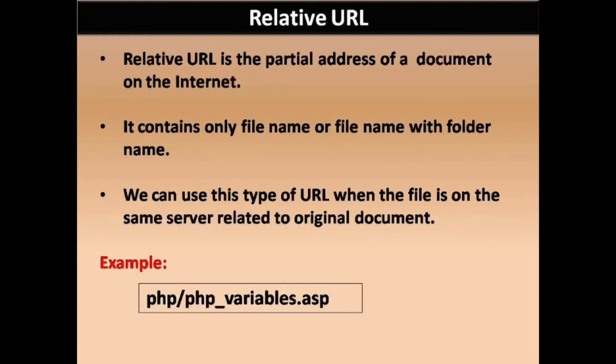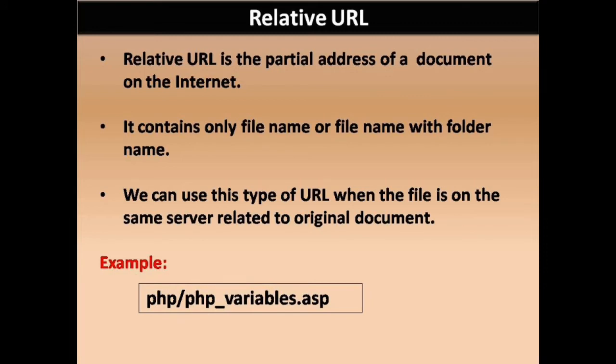Suppose we search for a file which is stored in the same system, then we move on to the second type, that is relative URL. Relative URL is the partial address of the document on the internet. It contains only the file name or file name with folder name. The remaining two parts are omitted. They are not given, that is protocol and domain name.